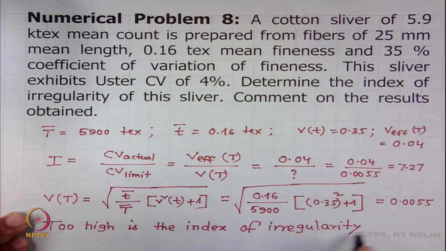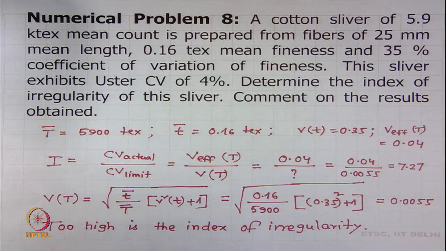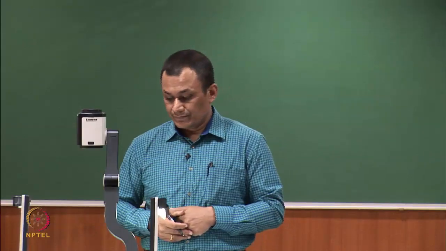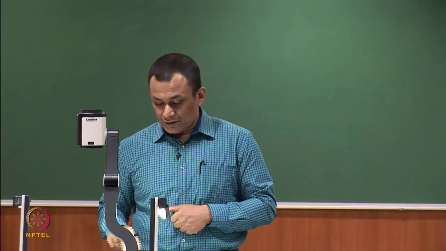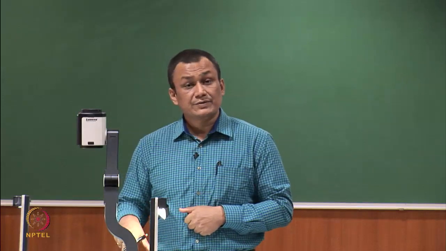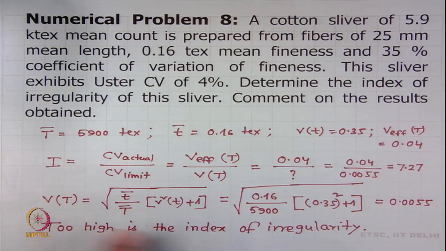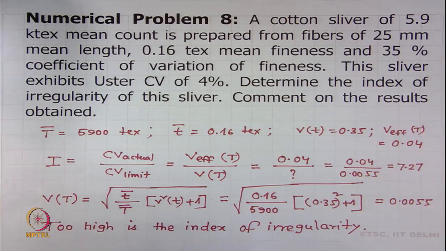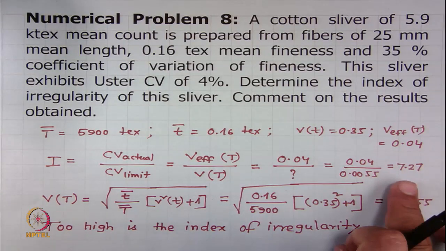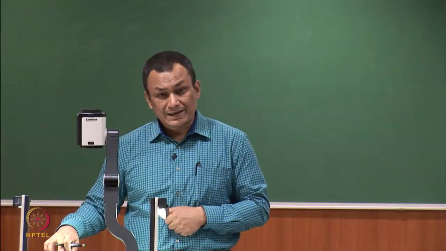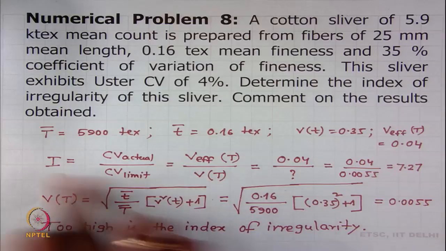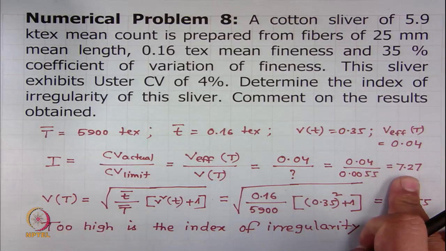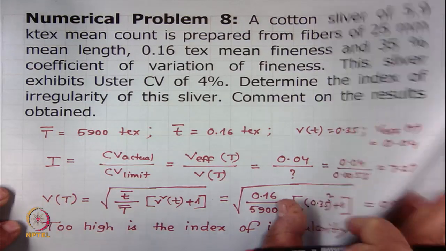Right. Let us apply Bornet's theory, and we would like to find out this value using Bornet's expression and also index of irregularity using Bornet's expression, and we would like to see if using Bornet's empirical correction index of irregularity will be less than this or what. So, let us continue.